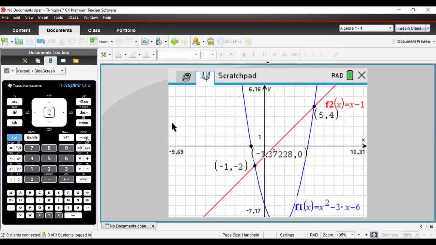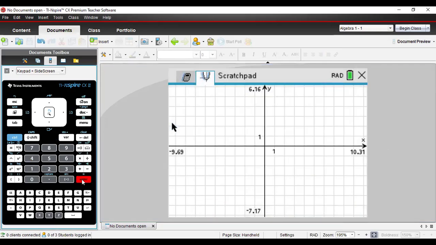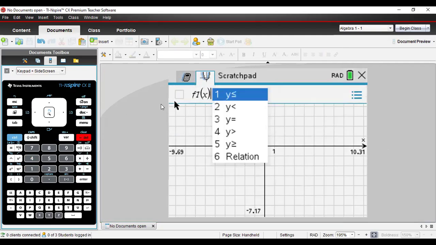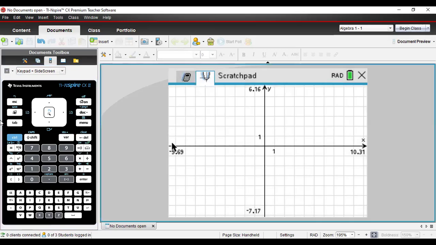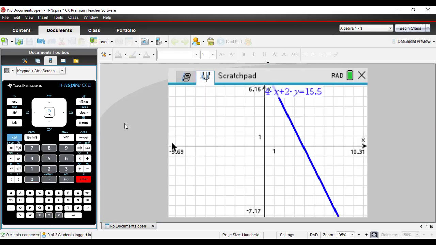So now I'm going to go to the graph. Let me get rid of all of this. This will be menu 14. Okay, that's gone. Now, whenever you have an X and a Y, you have to use the relation mode. So I'm going to delete the equal sign. I'm going to go to 6. And then I'm just going to type in those two equations. The first one that I have is 4x plus 2y is equal to $15.50. Press enter.